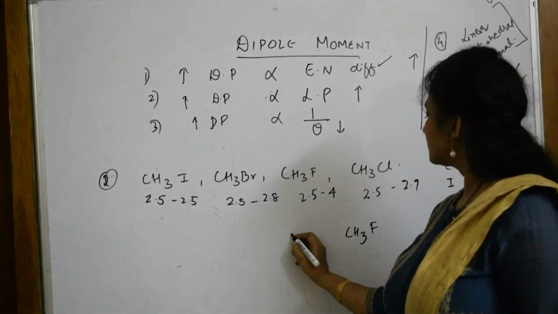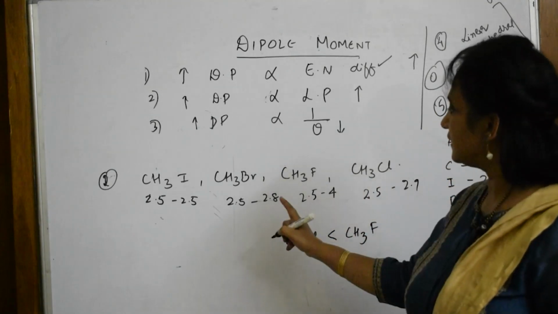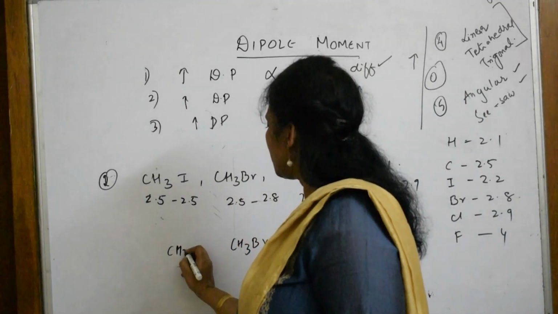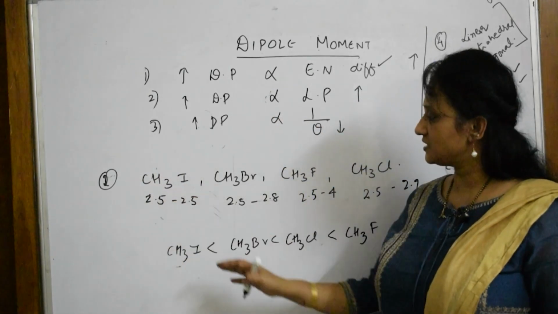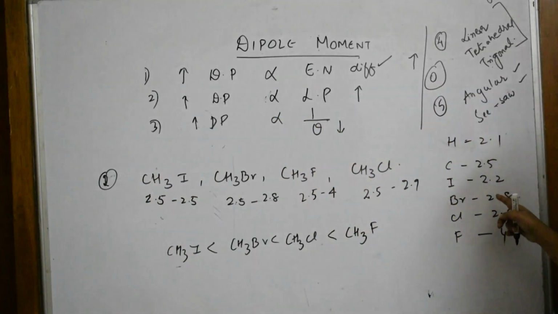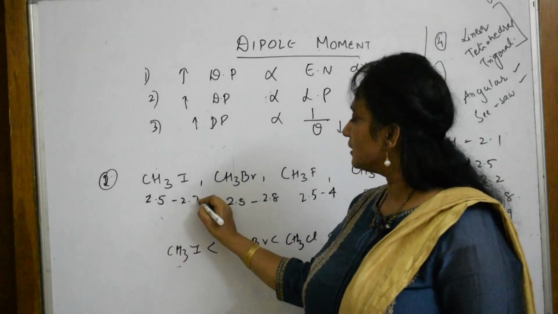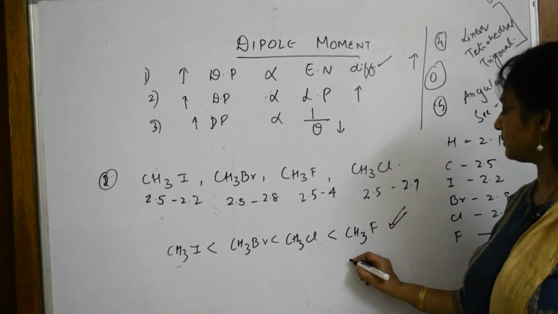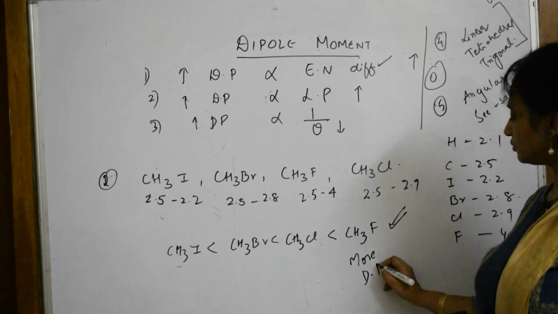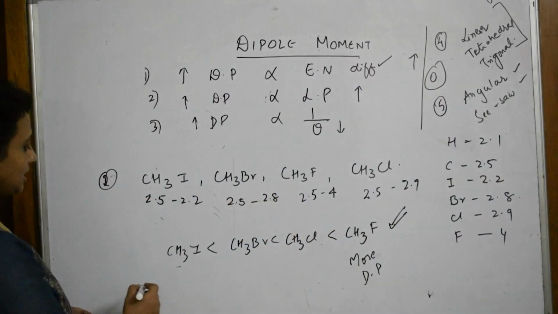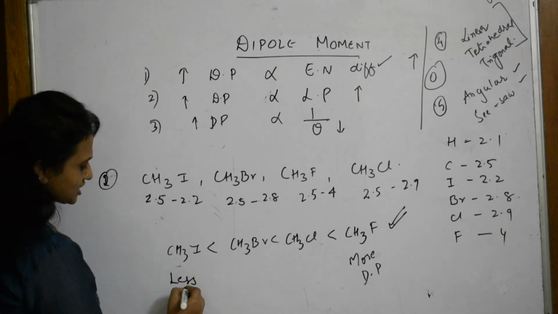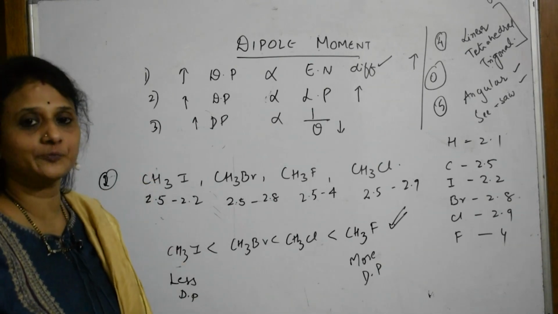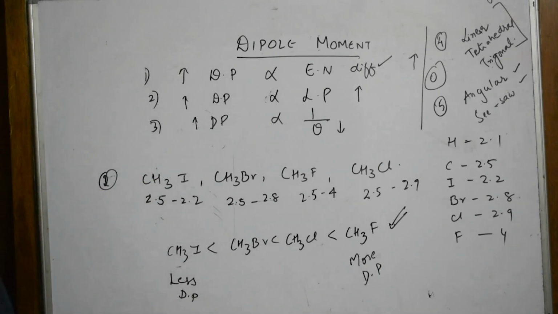Then comes CH3Cl, less. Then comes CH3Br, less. Then comes CH3I, less. Simple, isn't it? See the difference, carbon also 2.5, this is 2.2. So the larger the electronegativity difference, the more would be the dipole moment. So this will have more dipole moment compared to CH3I. Here less dipole. We can speak in terms of bond length also. Let's see 2 more questions on dipole moment.